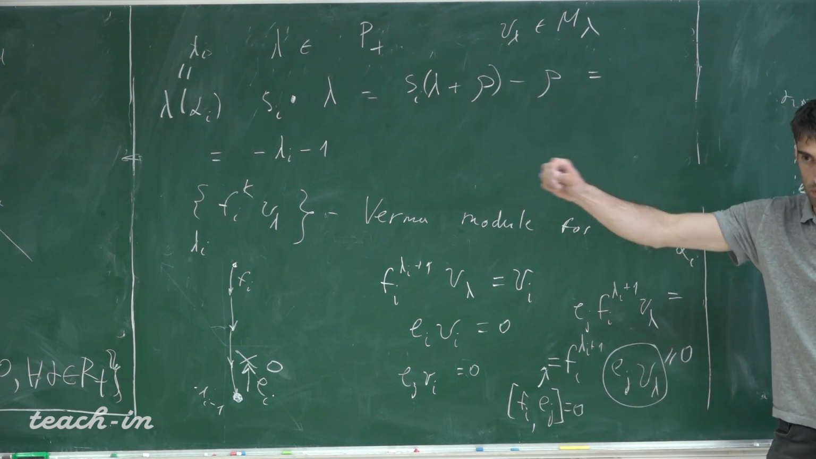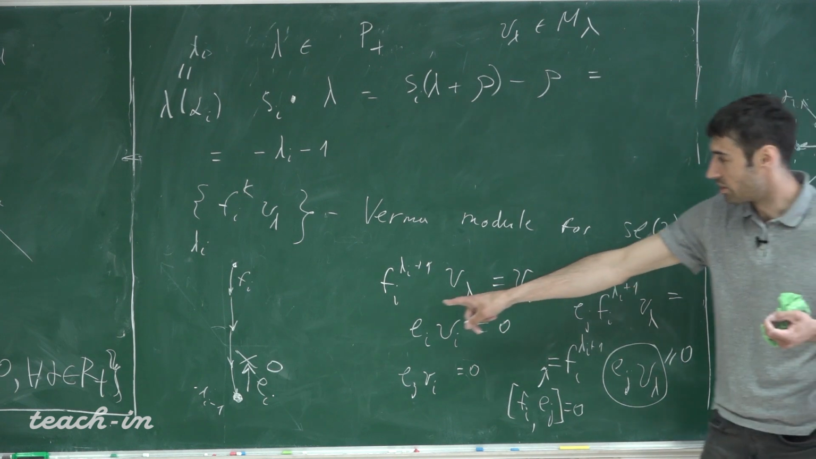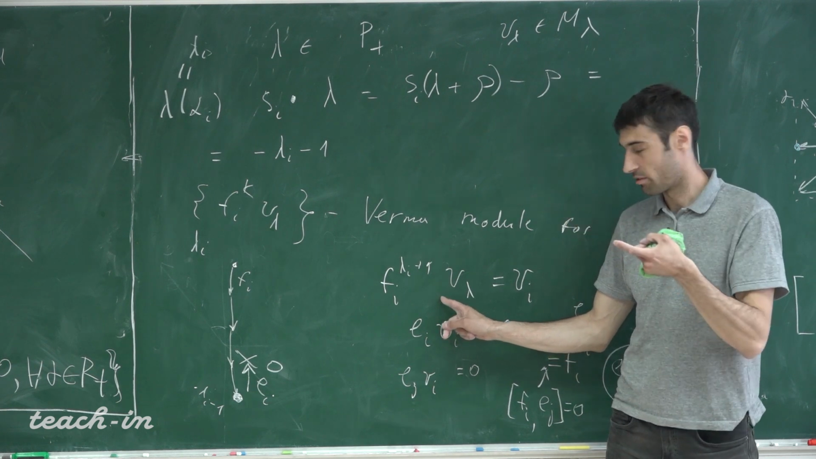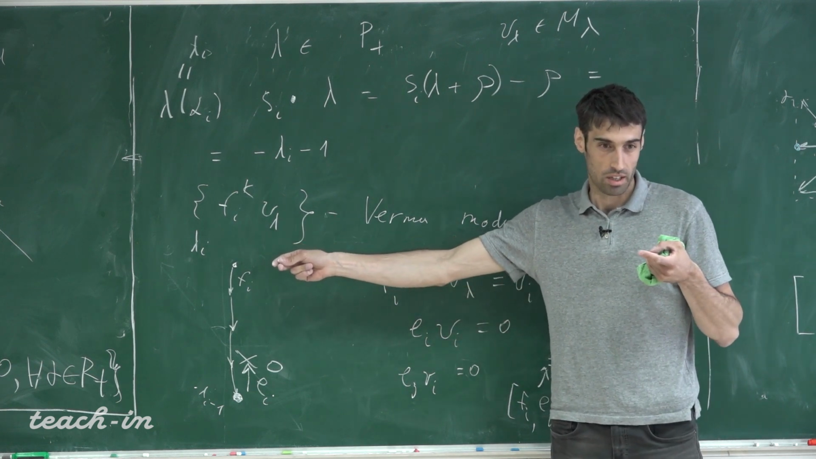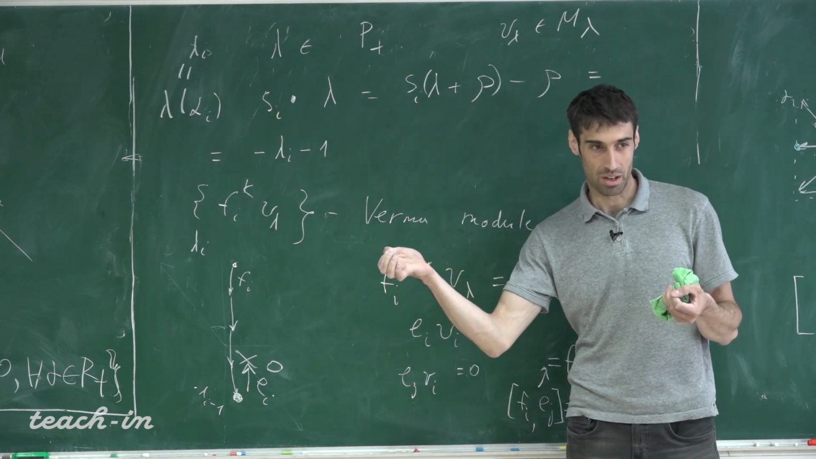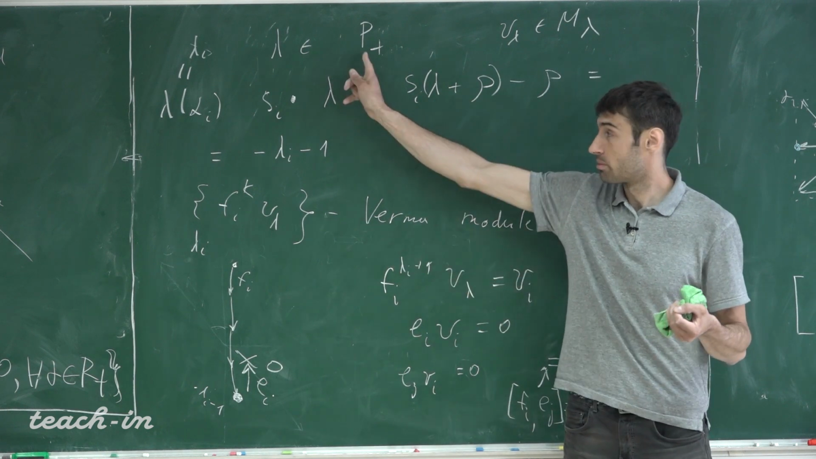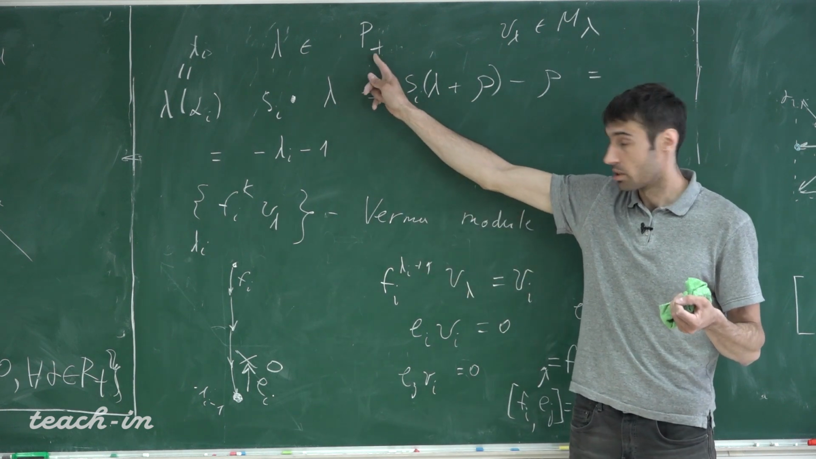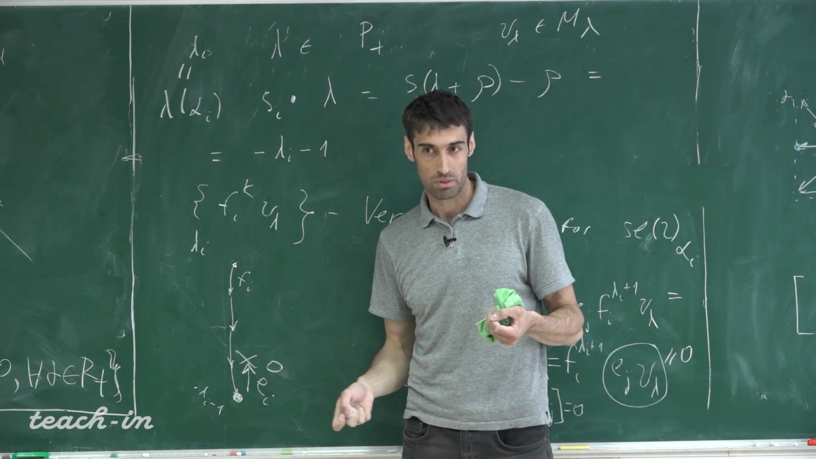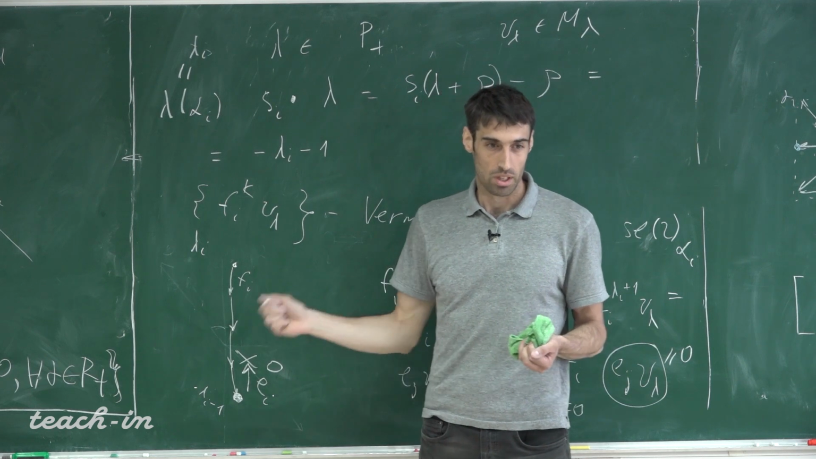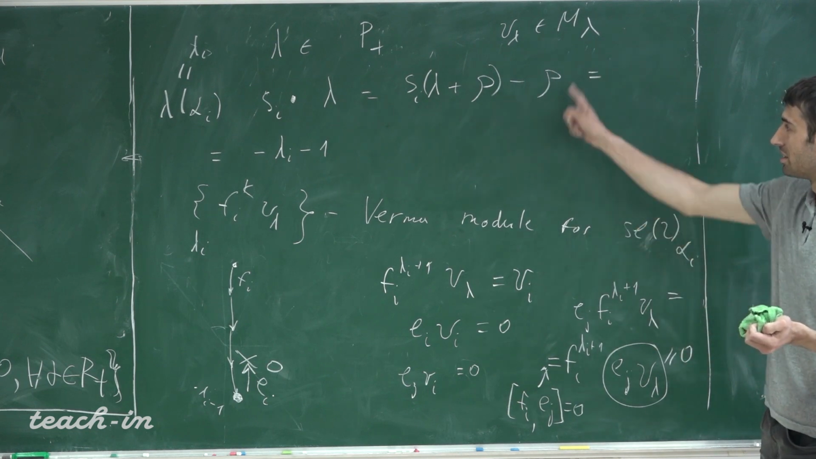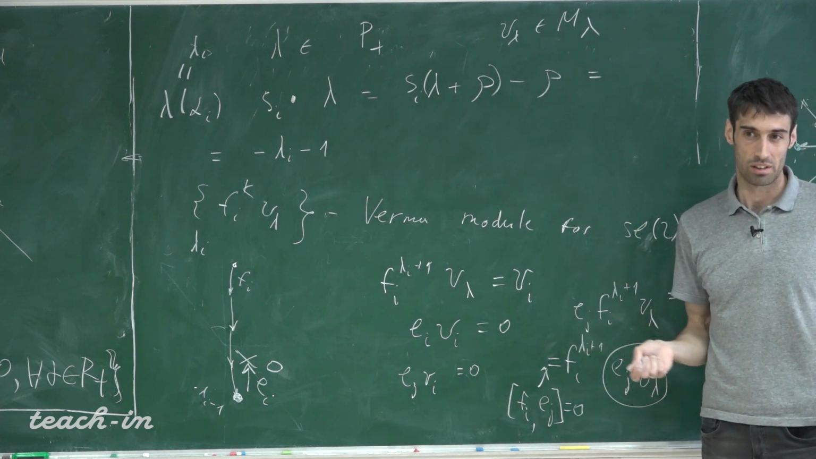And it actually happens for all elements of such sort. If you take v lambda and apply f_j any number of times, you also need e_i to kill it. And there's only one point where it can happen, all because lambda lives in P plus. And this point is very important for representation theory. So that's it. If this technical step is not clear, just let me know, we can do it.